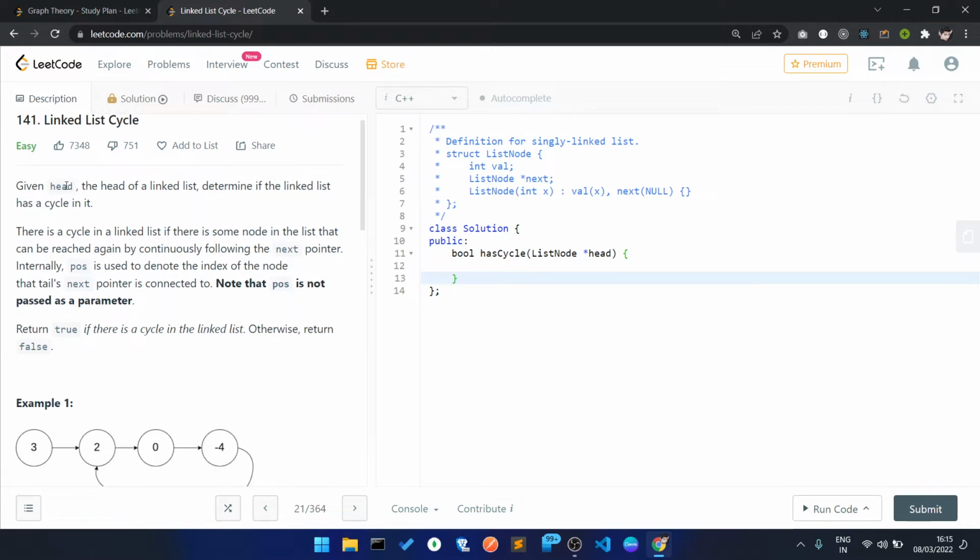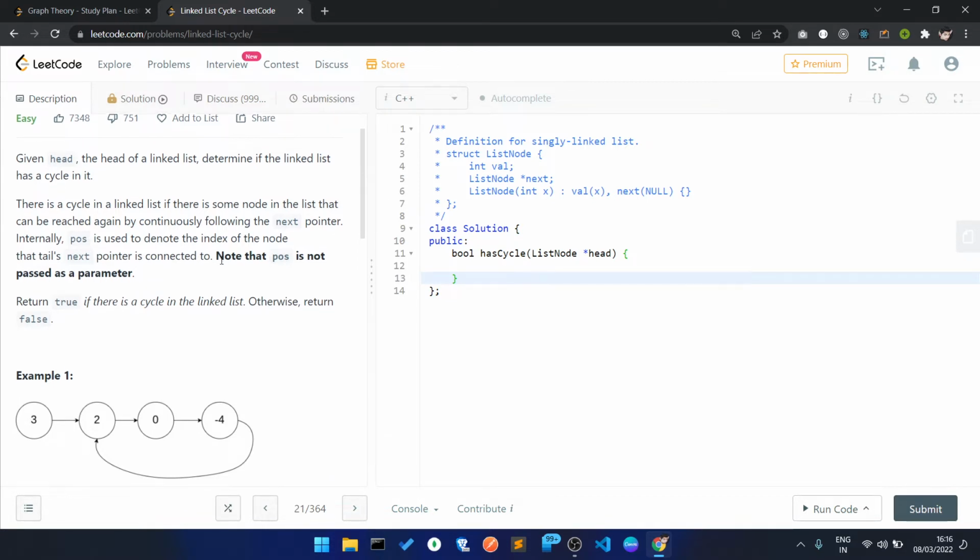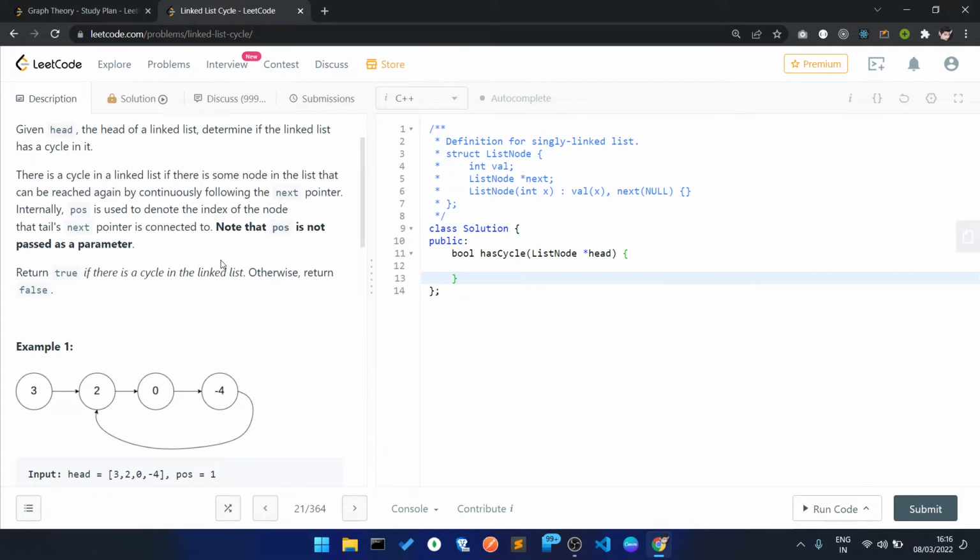You are given the head of a linked list, and you have to determine if the linked list has a cycle in it or not. So what does a cycle actually mean? There is a cycle in a linked list if there is some node in the list that can be reached again by continuously following the next pointer. Internally, pos is used to denote the index of the node that the tail's next pointer is connected to. Note that pos is not passed as a parameter.